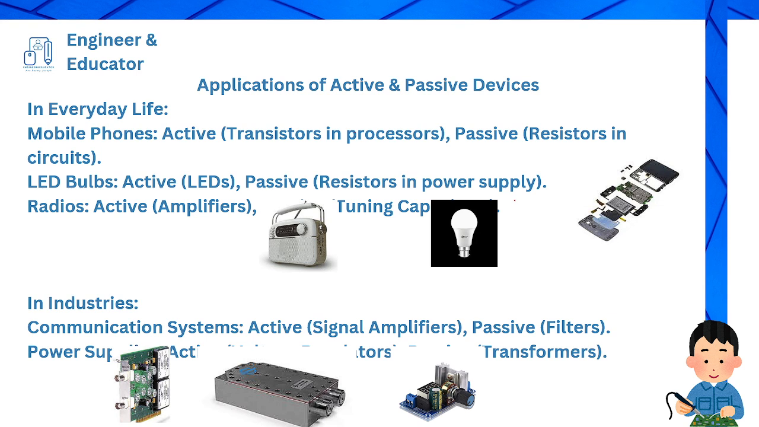Passive resistors are used in power supplies. In radios, we make use of active amplifiers, and tuning capacitors are used. In industries and communication systems, we use active signal amplifiers, power supplies, and transformers. For acting as a switch, we make use of BJTs. So different applications are there. We use transistors as switches and all.